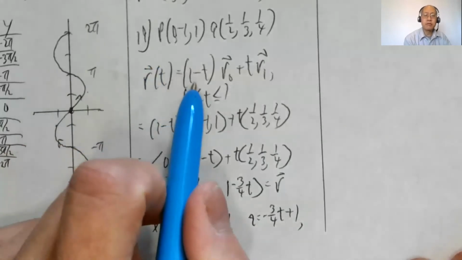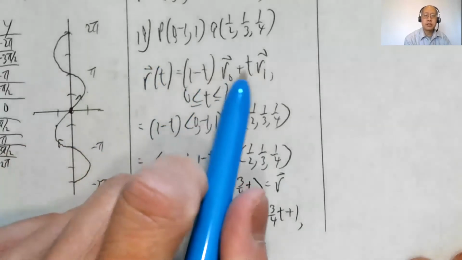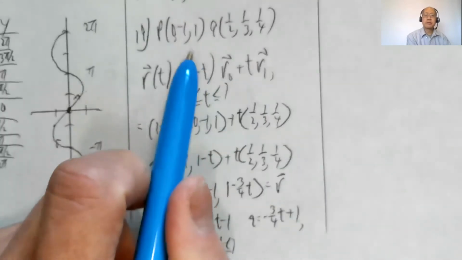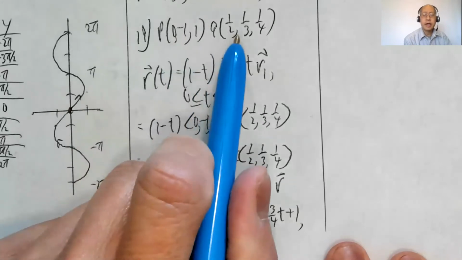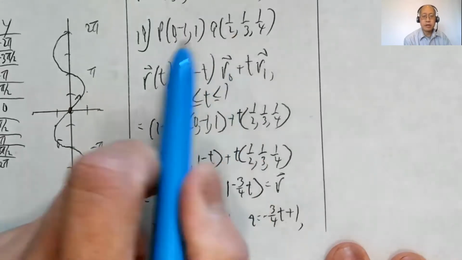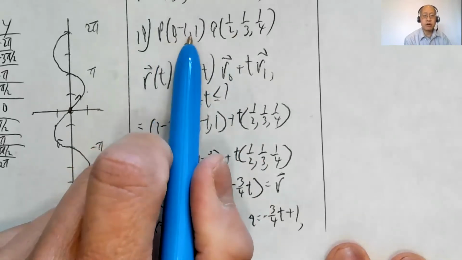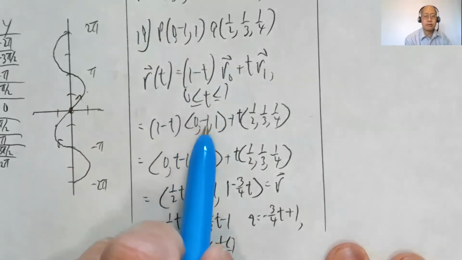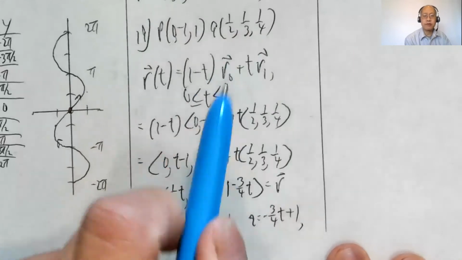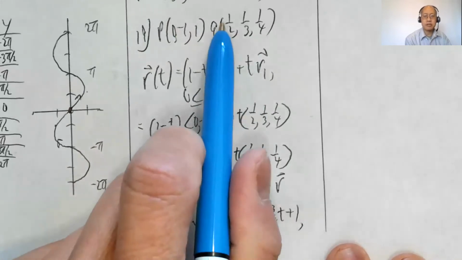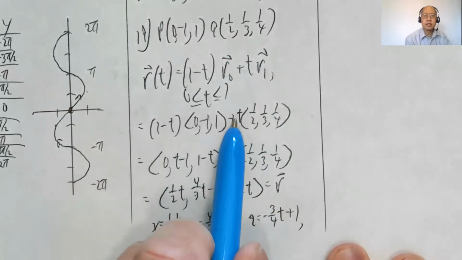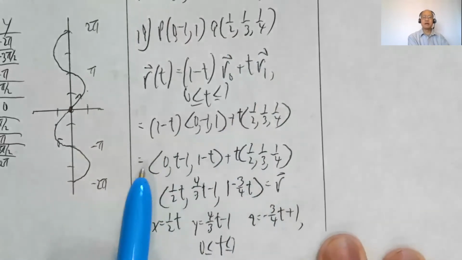R of t is 1 minus t R0 plus t R1. What are R0 and R1? They're simply the original points and the ending points written as a vector. So instead of the point 0, -1, 1, which means parentheses, just change it to vector 0, -1, 1. And likewise, 1/2, 1/3, 1/4, except instead of putting parentheses, make it as a bracket. And 1 minus t here, t here. Then you just clean it up.